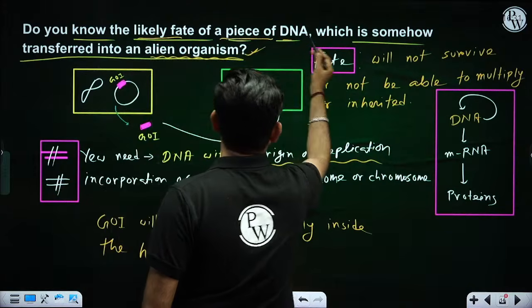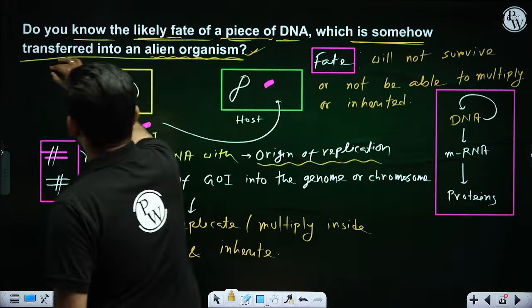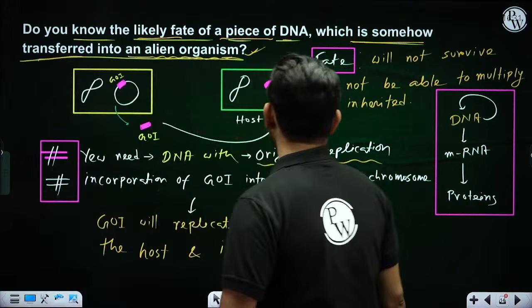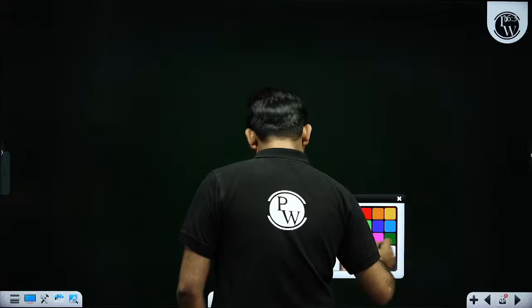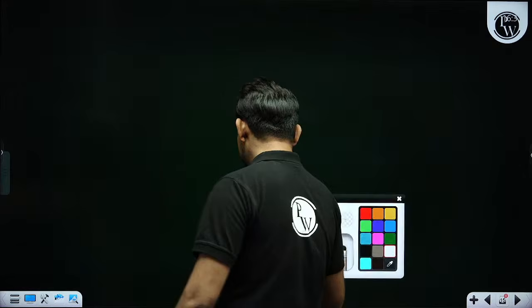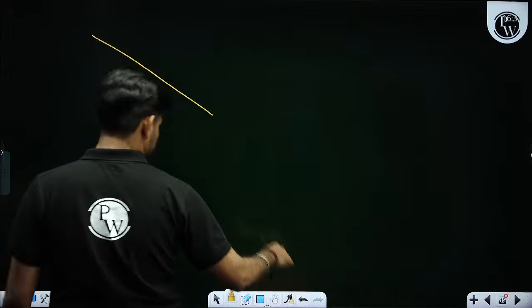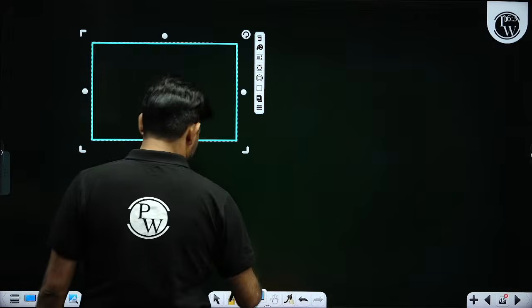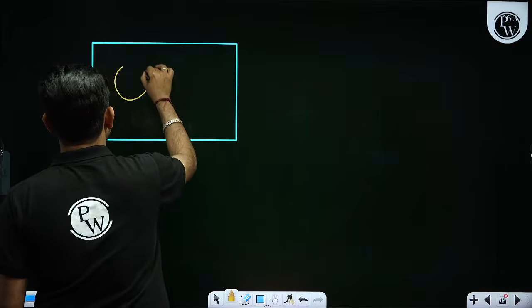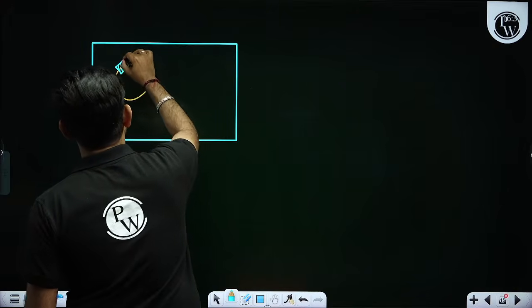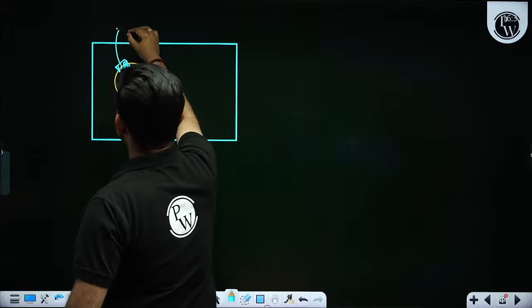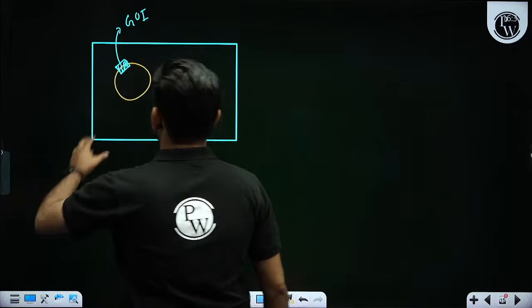Now, the next question asked by NCERT is: do you know the likely fate of a piece of DNA which is somehow transferred into an alien organism? As you have studied today, you can perform genetic engineering rather than the hybridization technique. And what is genetic engineering? You select an organism that contains a special gene, and the product of this particular gene, called the gene of interest, is useful for you.